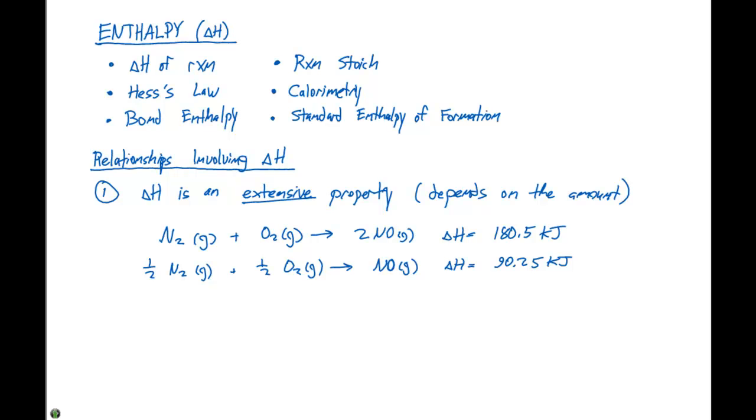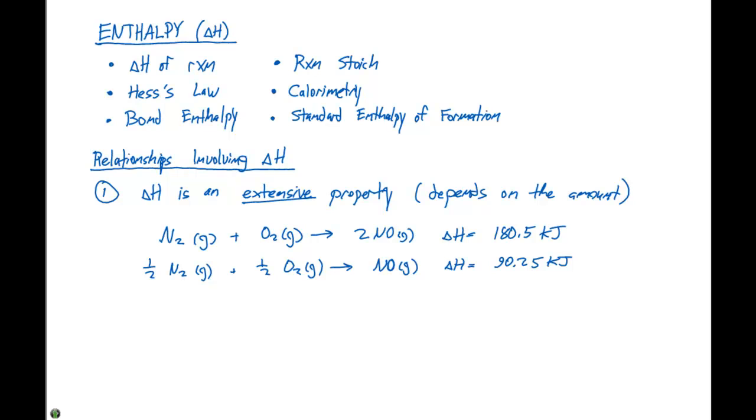We can also use the principles that we talked about when we discussed limiting reactants. And in this case, this energy is going to be involved in the reaction stoichiometry. So we can say that when 1 mole of N2 gas reacts with 1 mole of O2 gas to produce 2 moles of NO, we're going to get 180.5 kilojoules of energy. And we can use this as a conversion factor.